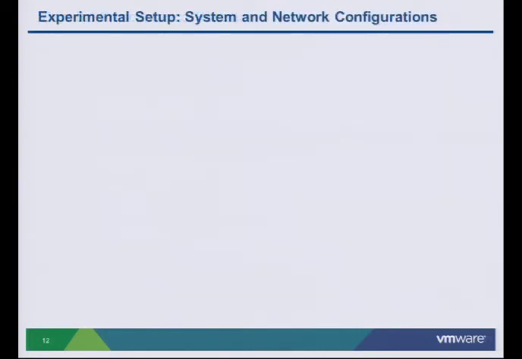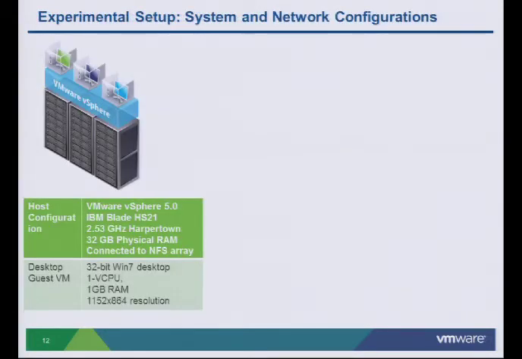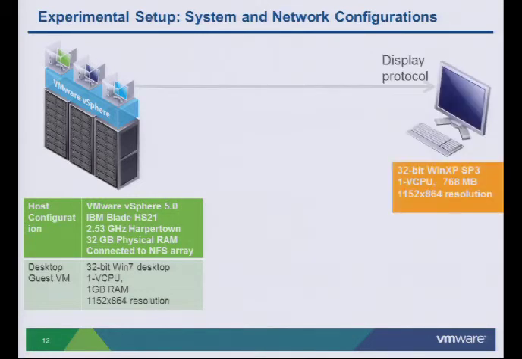So before presenting the results, let me give you the experimental setup that we have used. For hosting virtual desktops, we have an IBM Blade connected to an NFS storage array. And we have a typical Windows 7 desktop, one vCPU, 1 gig RAM. The screen resolution we have used is 1152 by 864. This desktop is connected by a Windows XP client through the different display protocols that we are comparing. It is one vCPU, 768 MB RAM, and the same desktop resolution.